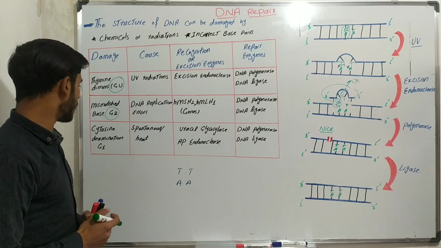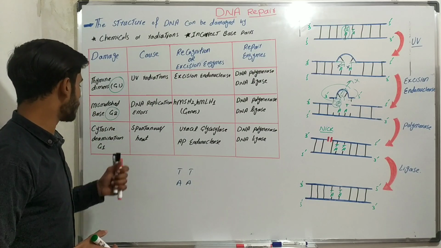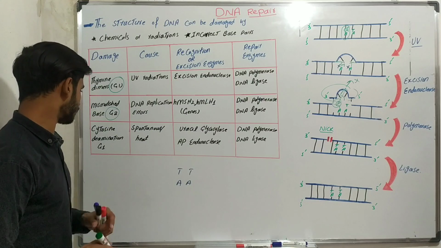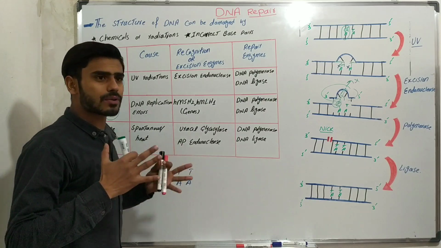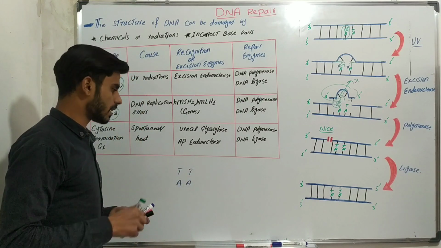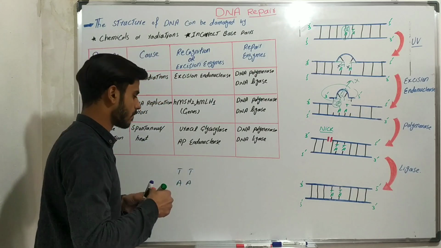The third damage of the DNA is about cytosine deamination. Remember what cytosine deamination is? Remember, in the first chapter we discussed that.